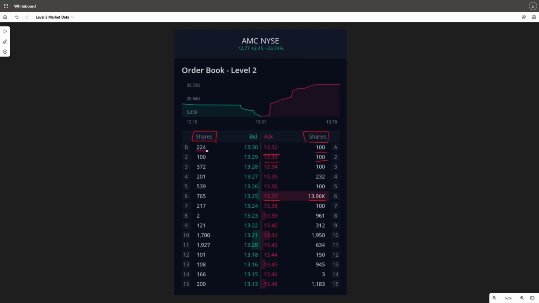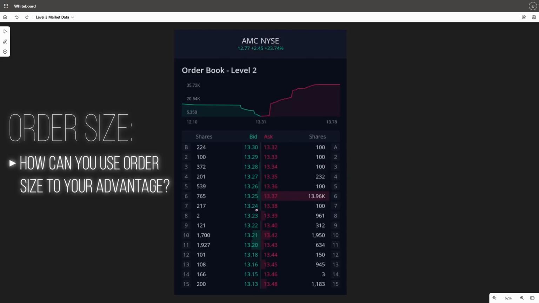Someone over here is trying to buy 224 shares at 1330. This guy down here is trying to buy 2 shares at 1323. And someone down here is trying to buy 1700 shares at 1321. So this column is just the number of shares that people are trying to buy in. The column on the ask side is the number of shares that people are trying to sell at a given price. So now how can you use this information to your advantage?